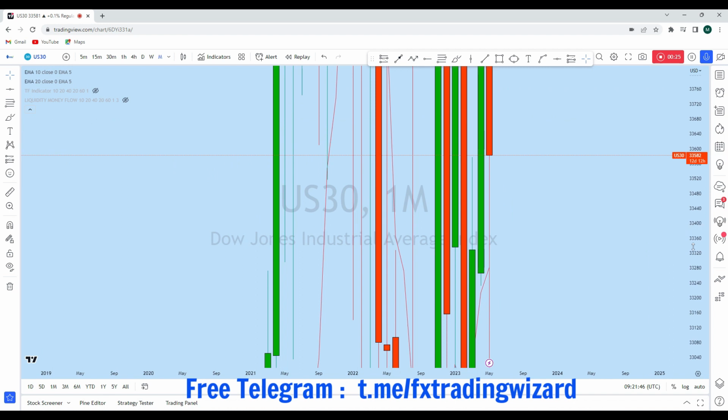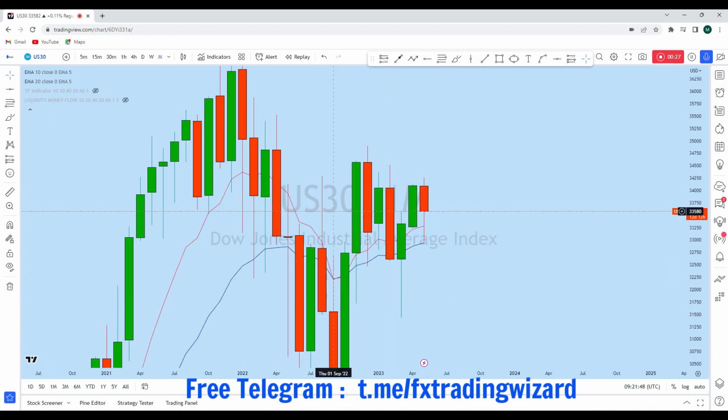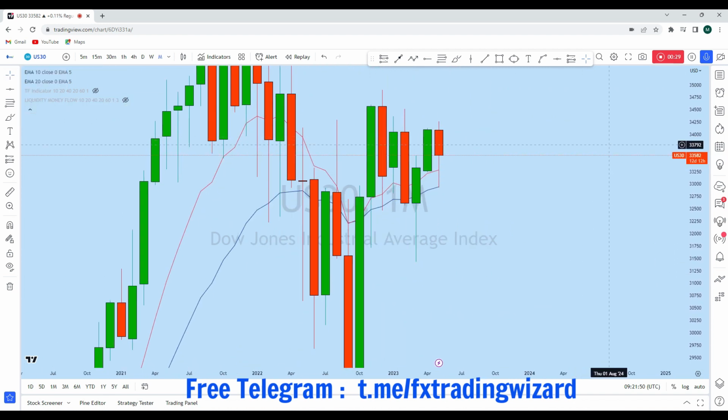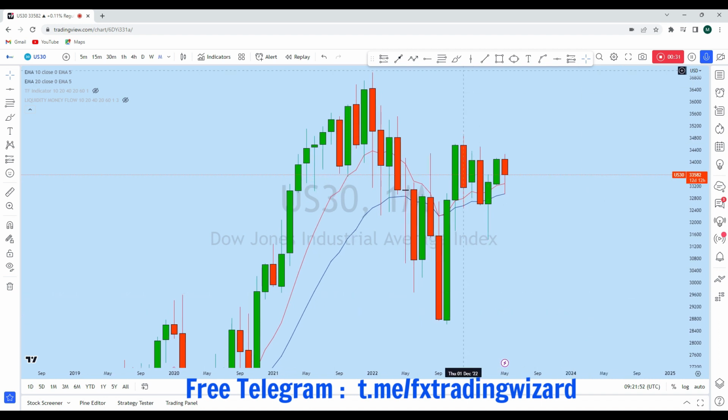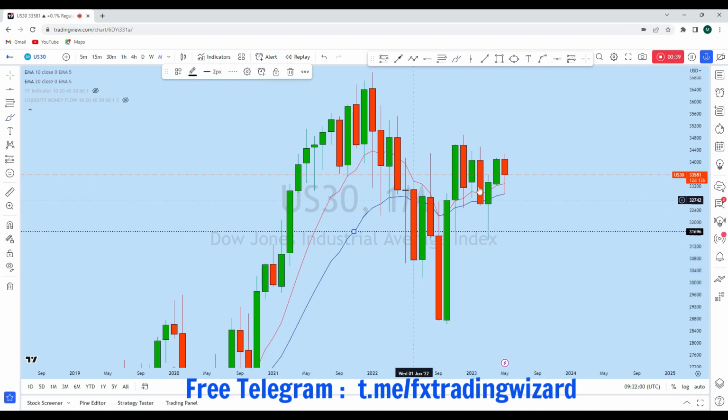Looking at the monthly on US30, we see that this is a long-term bullish market with this monthly impulse on US30, a strong impulse followed by a correction. With that correction, we saw that US30 broke this important monthly level of support, grabbed huge liquidity and formed another monthly impulse.